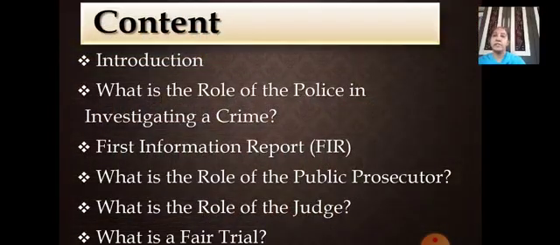Now before starting with the chapter, let's just go through the content of the chapter here. First you are going to see the introduction of this chapter. Then you are going to learn about the role of the police in investigating a crime. Then you will be learning about FIR, that is First Information Report. Then what is the role of the public prosecutor? What is the role of the judge? And what is a fair trial? So these are all the topics that we are going to cover in this chapter.